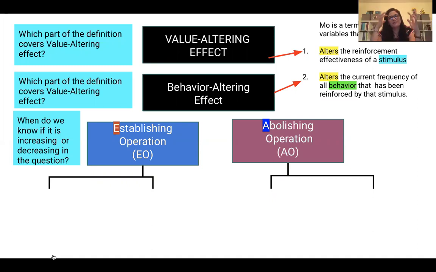It's to alter the reinforcing effect of a stimulus. So my point is, the value altering effect doesn't say anything by itself, it only alters. It doesn't say anything about increasing or decreasing the reinforcement effectiveness of a stimulus. And yes, you're right. I'm saying it so fast that I got confused. Why am I making that point? Because it needs to be accompanied by establishing operation for us to be able to differentiate it. That's all I'm trying to say.